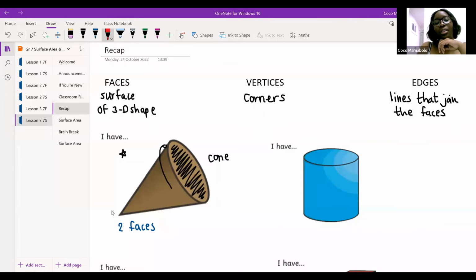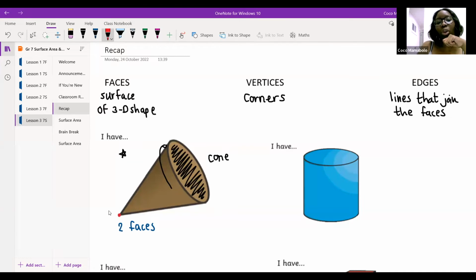How many vertices does my cone have? One. Where is it? At the top. Okay, so at the very top of my shape.